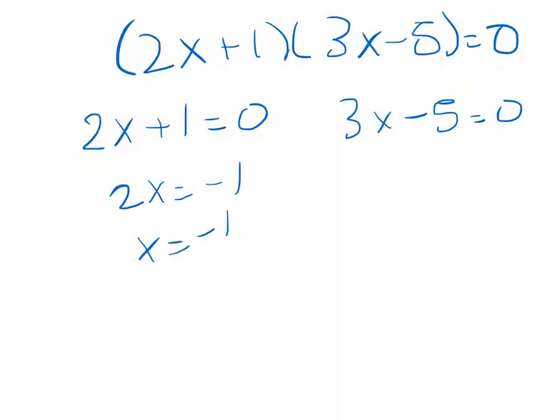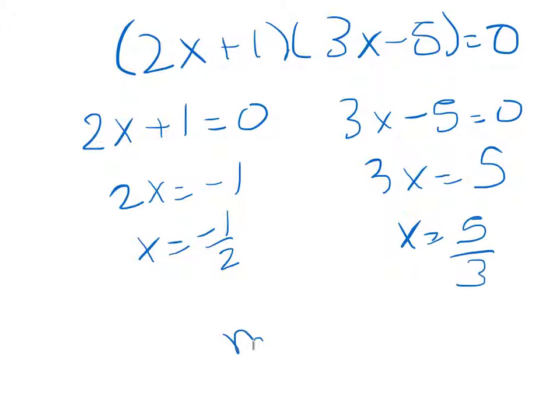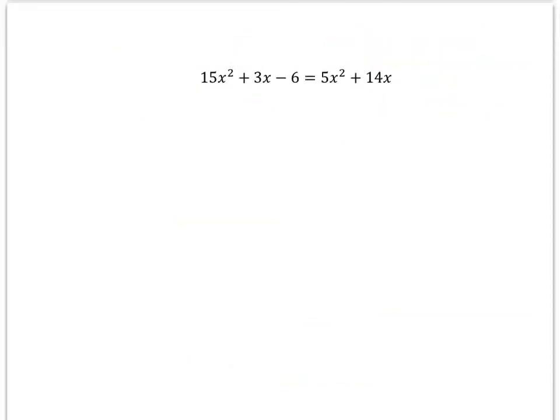So our first root is negative 1/2, and our second root is 5/3. Another word for solutions is roots. Now this example looks complicated, but if we keep following our steps, this shouldn't be any problem at all.